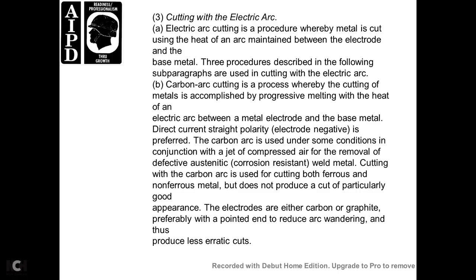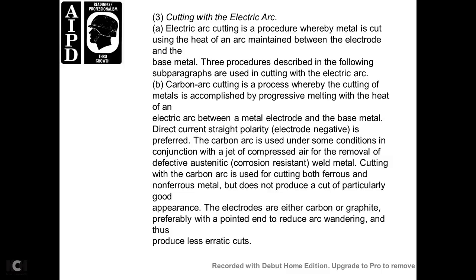Carbon arc cutting is a process whereby cutting of the metal is accomplished by heating with the electric arc made between the electrode and base metal, with direct current, straight polarity, electrode negative, performed. The carbon arc is used in some conditions in conjunction with a jet of compressed air for the removal of defective austenitic corrosion resistant welded metal. Cutting with the carbon arc works on both ferrous and non-ferrous metals, but does not produce a cut with a particularly good appearance.